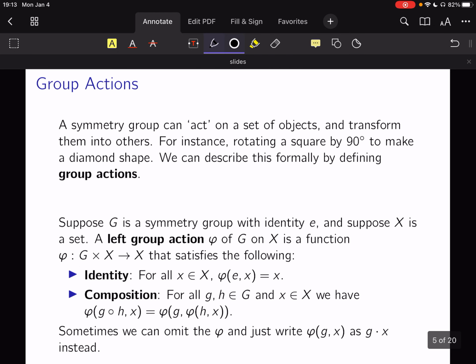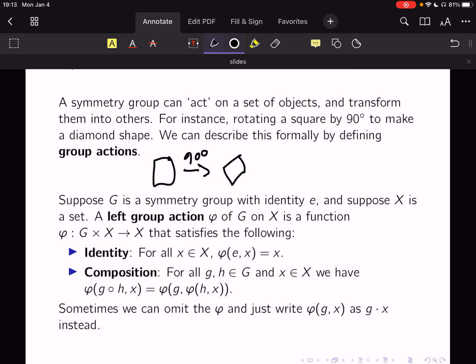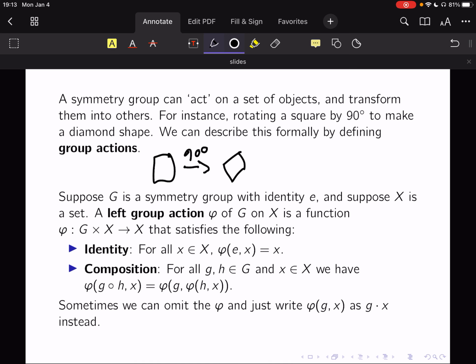Now let's look at group actions. A symmetry group can act on a set of objects, and we can transform those objects by the transformations that are the elements of the group. For instance, we can rotate a square by 90 degrees clockwise, and that makes a diamond shape instead. So we've produced this. You can describe this formally by defining group actions.